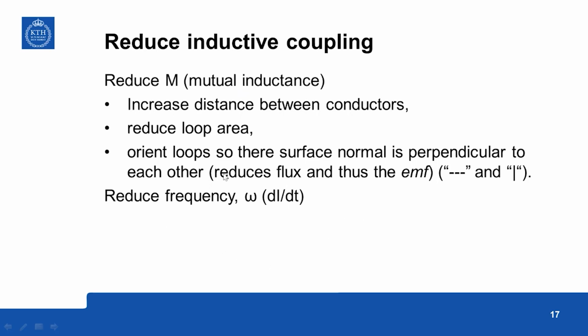Then, magnetic coupling is a directional phenomenon. So you can orient the loops in such a way that one loop surface is normal to the other one. When the loops are orthogonal to each other, you have less coupling also. Then, of course, you can reduce the frequency, omega. All these techniques can be used for reducing the inductive coupling.